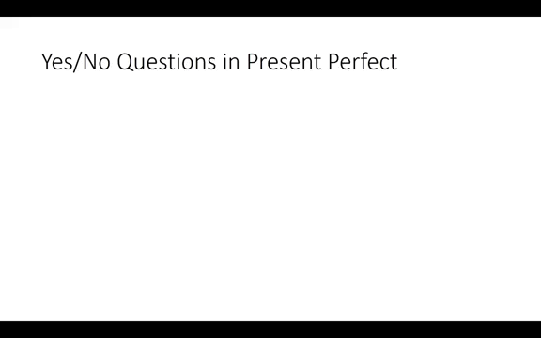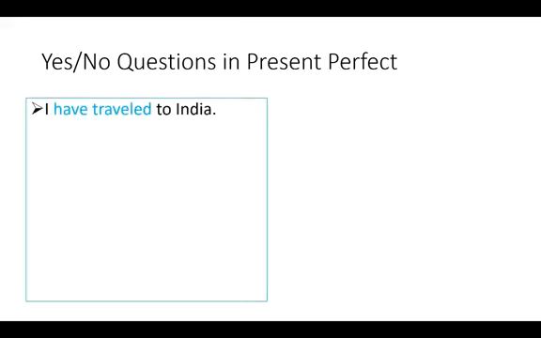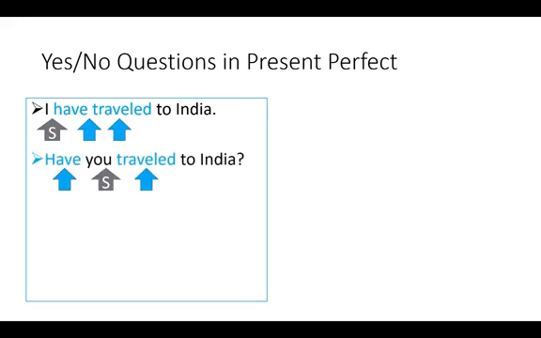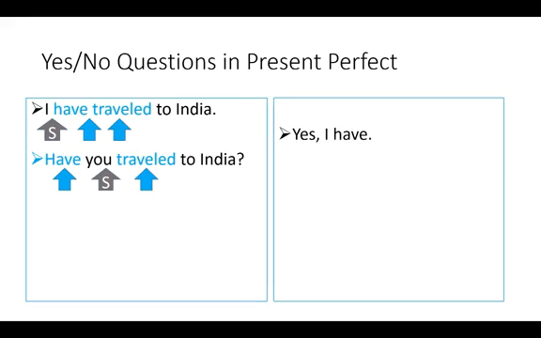You have already learned how to form a sentence with this tense, with a subject and a helping verb and a past participle. Now, making the question is easy. Move the helping verb to the place before the subject. In English questions, a verb comes before the subject. Have you traveled to India? The correct response to this question is, yes, I have, or no, I haven't. This is called a yes-no question because the only possible answers are yes and no.